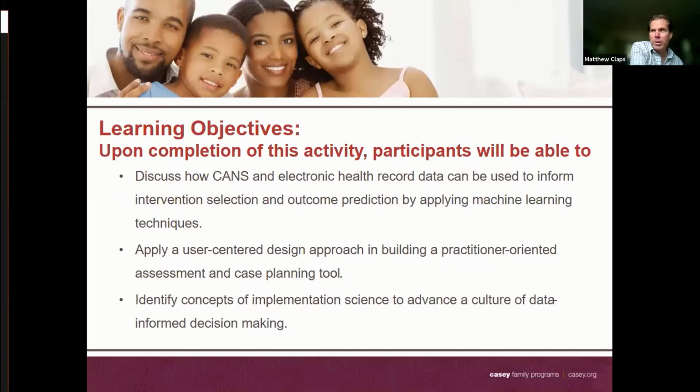So what we plan on covering today, as I'm sure you could surmise from the title of our workshop, we really want to tell our story about how we've been using our CANS data and our electronic health record data to improve practice and improve outcomes for the youth and families that we serve here in Child and Family Services, and how we've been using predictive analytics, or what we call precision analytics, to do some of that work.